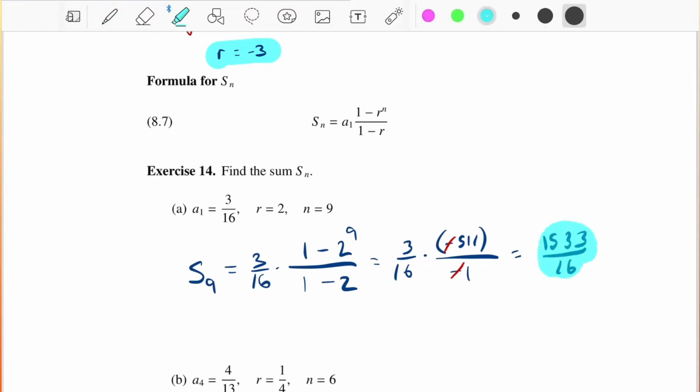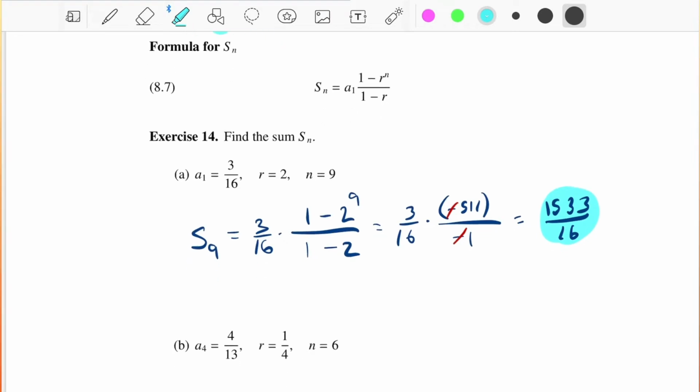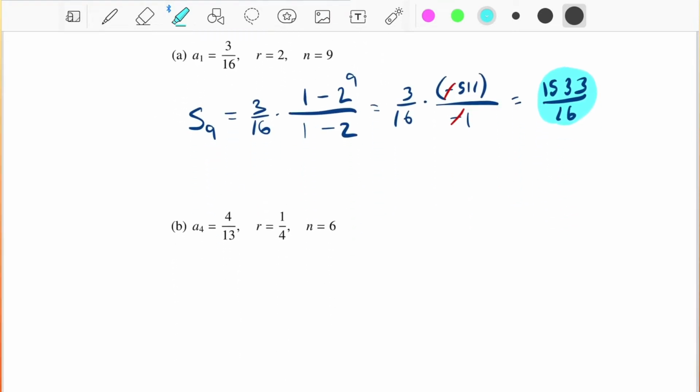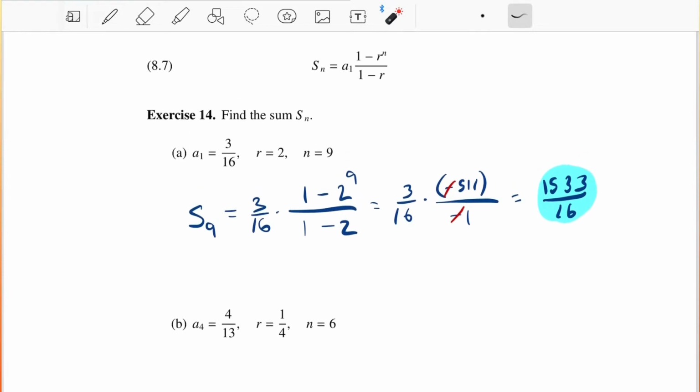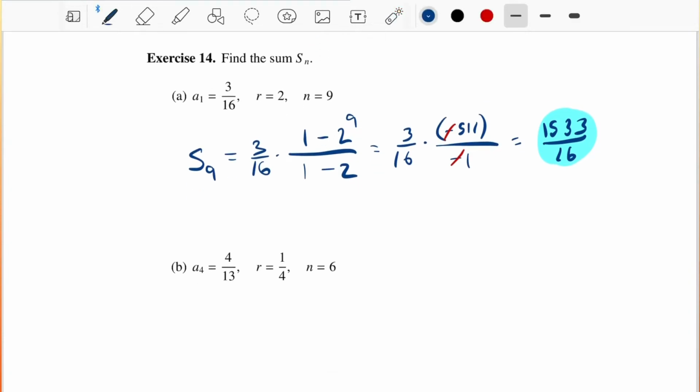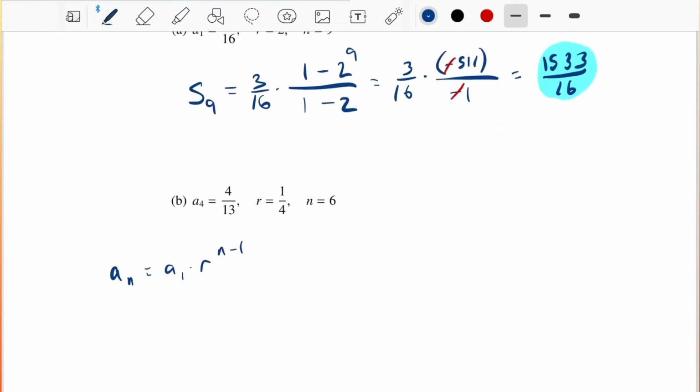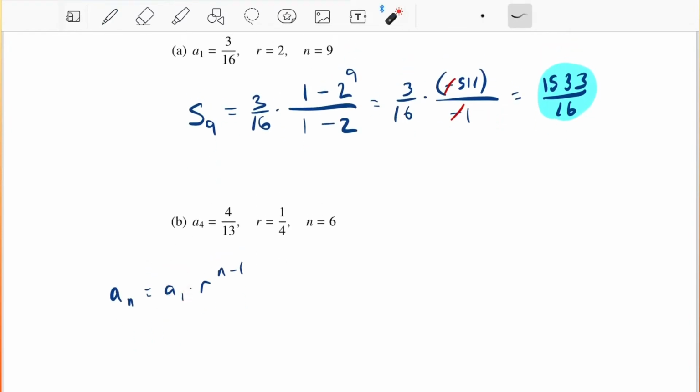The next problem. Notice we do not have the first term, which we need in order to apply the formula for the partial sums. So we need to use this formula first, in order to figure out what a sub 1 is. So this will be our a sub 4, which is 4/13. A sub 1 is unknown. R is 1/4, and n is 6, so 6 take away 1.